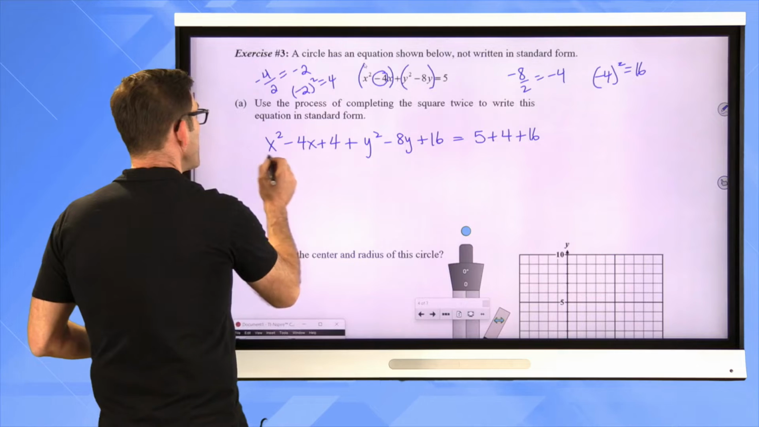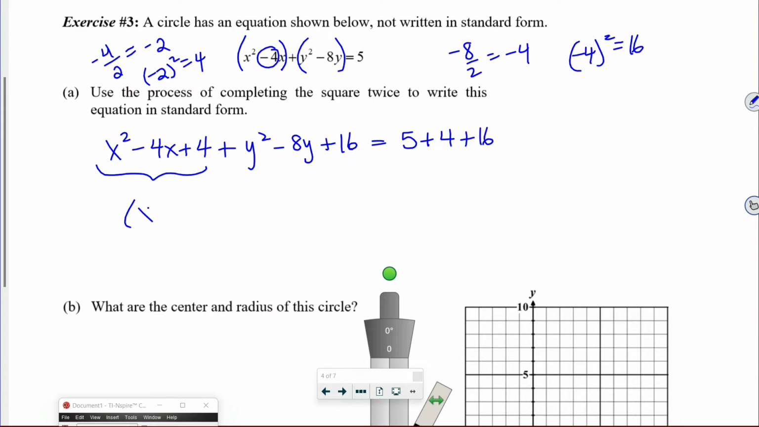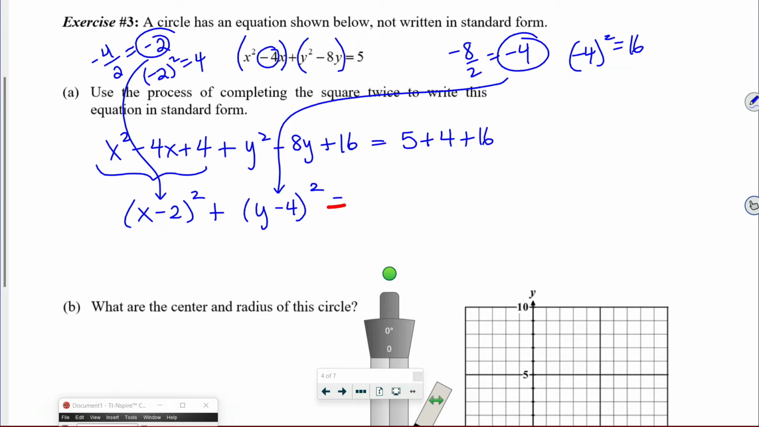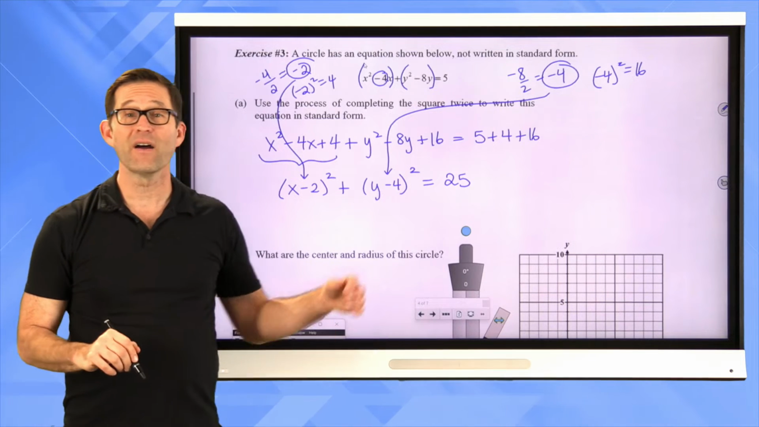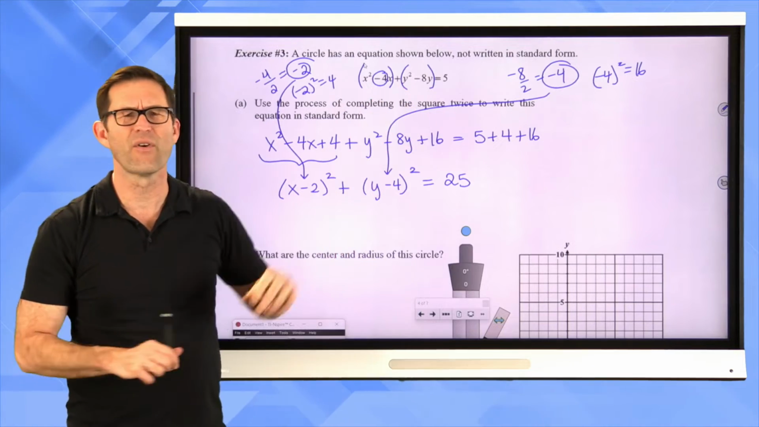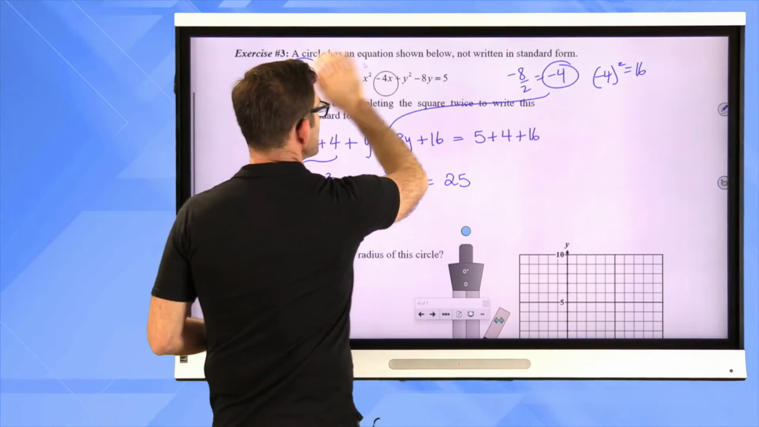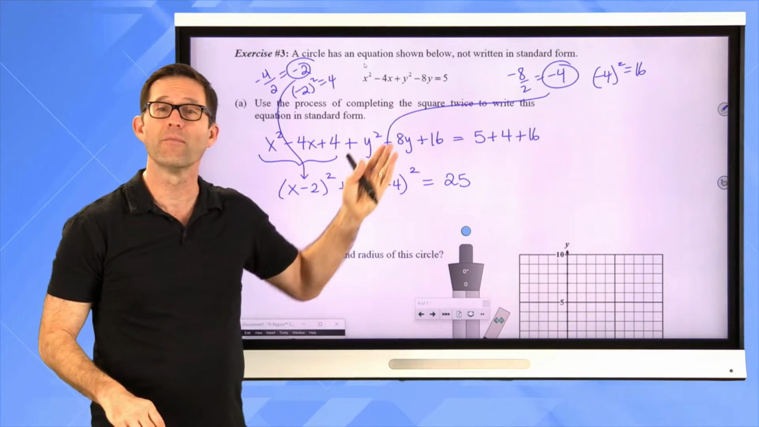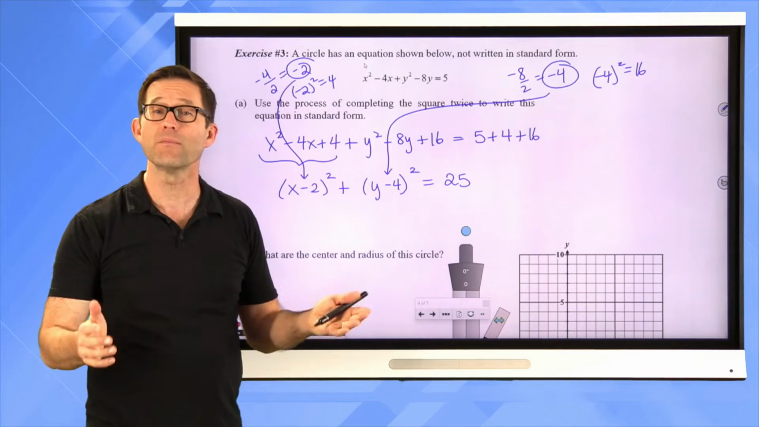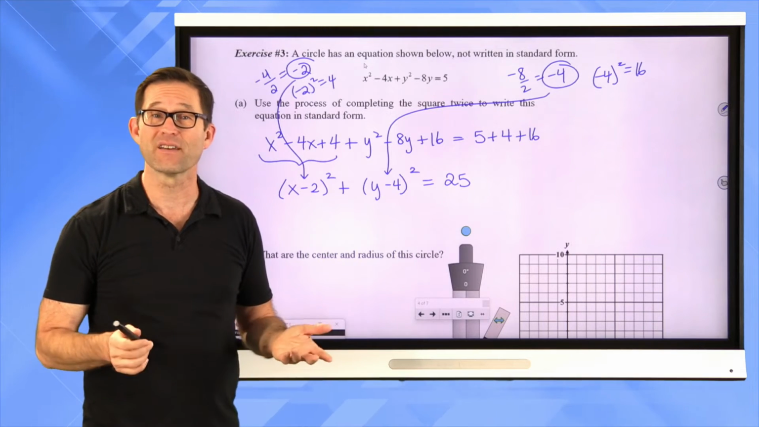Now, I can think of it as factoring this. That's going to be x minus 2 squared, and y minus 4 squared. And then 5 plus 4 plus 16 is 25. There we go. And now I've taken an equation of a circle, real messy because of all the parentheses up here. But I've taken this equation of the circle that is not written in standard form, and I've now written it in a form where it should be, in theory, easy to figure out the center and the radius.